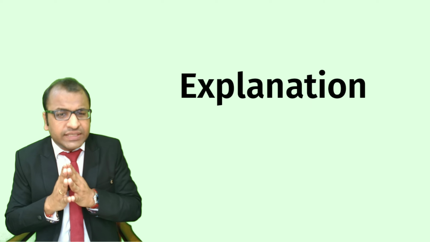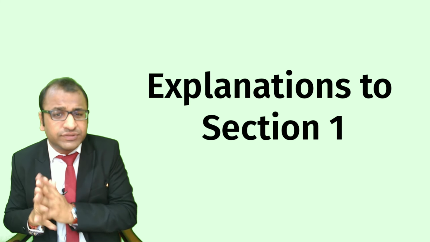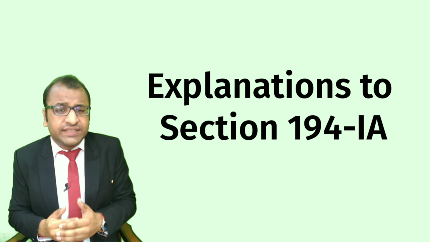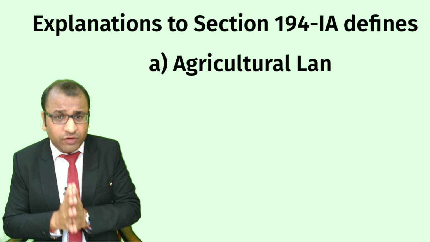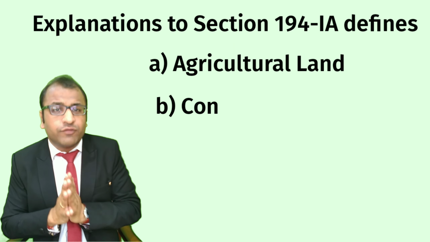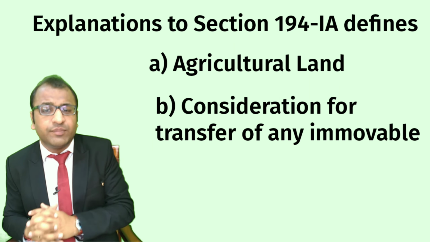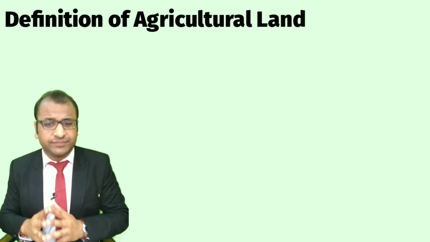One also needs to be careful while reading the explanations to section 194IA, where three things have been specifically defined for more clarity: the definition of agricultural land, the meaning of consideration for transfer of any immovable property, and immovable property itself. So let's have a look at these definitions before moving on to answering some possible frequently asked questions related to this section for better clarity and understanding. First comes the definition of agricultural land.